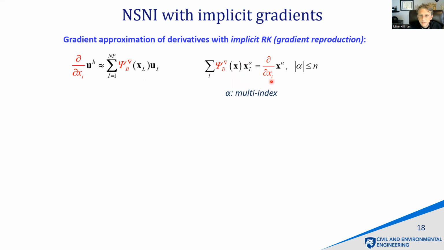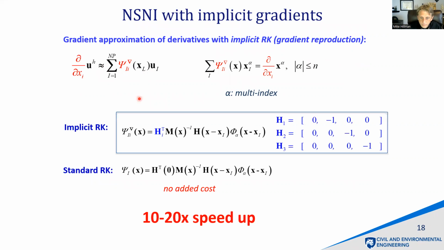And I will just enforce that directly on some kind of function that we'll construct, just like we did for the RK shape function. It turns out if you do that, then you get a form like this. So this is the so-called implicit gradient shape function. Let's look at the standard reproducing kernel shape function. The standard one has this h naught term. So this is like 1, 0, 0, 0, however long your h is.